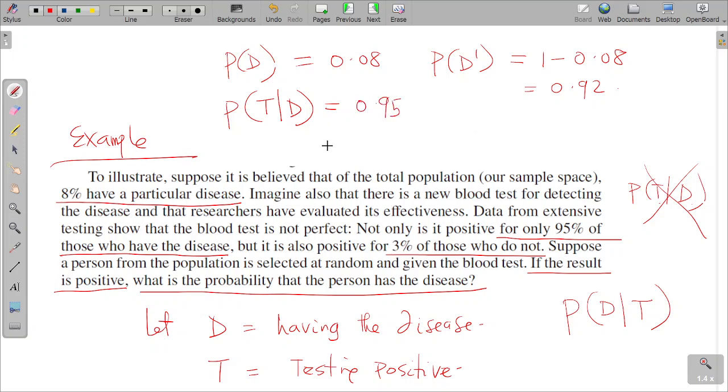All right, so what do we need more? It is also positive for 3% of those who do not have the disease. So that means probability of T given D complement is 0.03. You see, that's how to get your data out. All right, so now let's use these values in our formula.